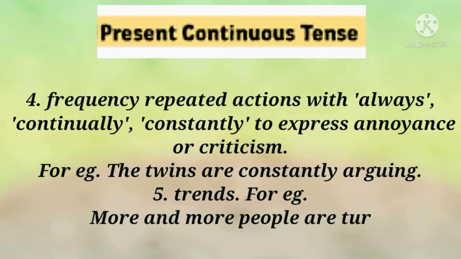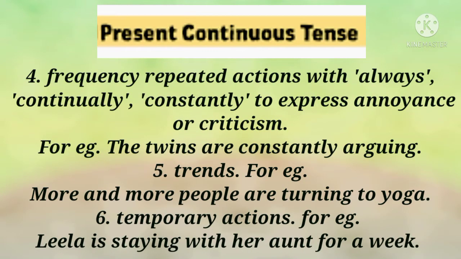Fourth, it is used for frequently repeated actions with always, continually, constantly to express annoyance. Annoyance means being angry. Or criticism. Criticism means describing bad habit or point of somebody. For example, the twins are constantly arguing.